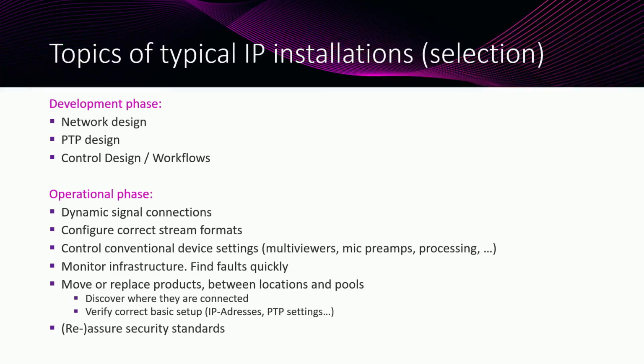And once you've done all that and you're operational, then there's a whole lot of other things you need to take care of. For instance, then you start doing dynamic signal management. You want to start switching the signals between A and B. You have to configure correct stream formats again and again, unless you keep them static. But hey, we're doing IP because we want to be flexible, right? So these kinds of things need to be set up correctly. And by the way, the conventional device settings are not going to go away. You still need to do multiviewer setup, mic preamp control, and all this kind of stuff day by day, as you know.